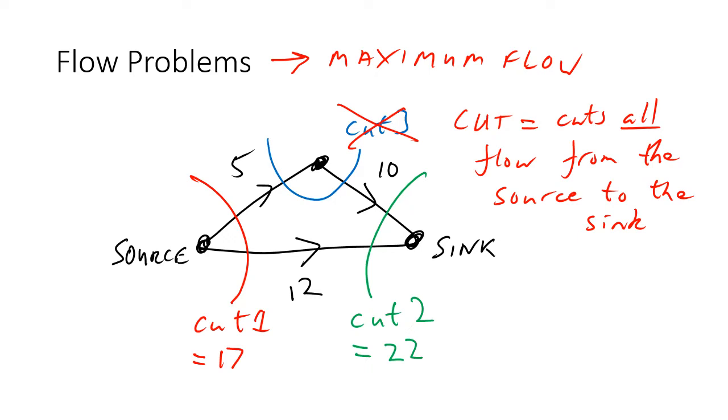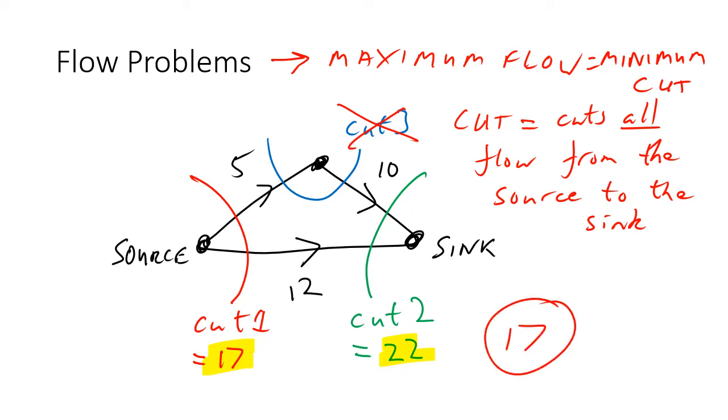So what is the maximum flow in this system? Our rule is maximum flow equals minimum cut. So what's our minimum value here? We've got a choice between 17 and 22. It looks like our maximum flow is going to be 17 as our answer. And that's how you work these things out.